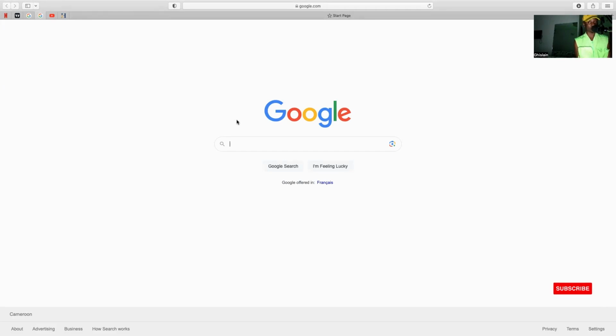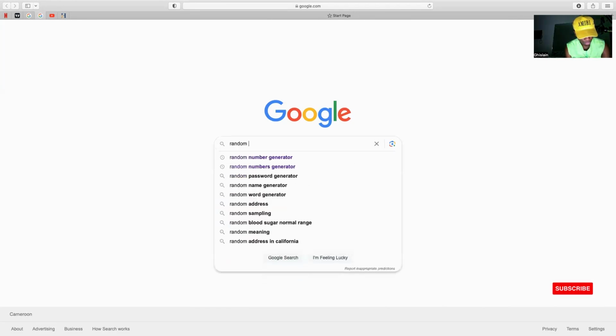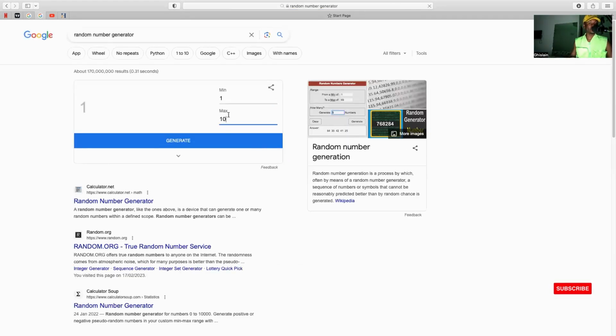So I'll come on here and type random number generator. I want Google to give me a random number that I'll choose from my watch list to carry out this activity on. I have 15 pairs maximum on my watch list, so I'll enter 15 and click generate. Okay, so Google has given me the 13th pair to use.